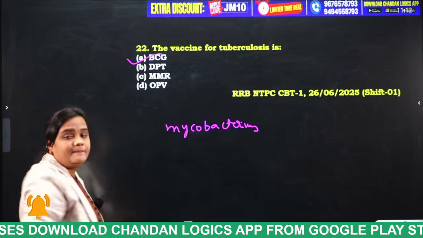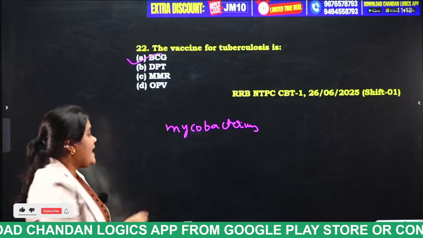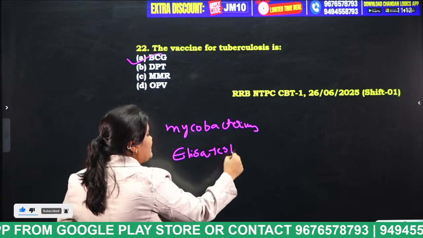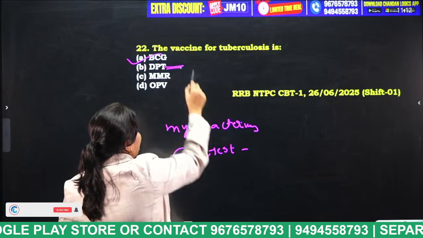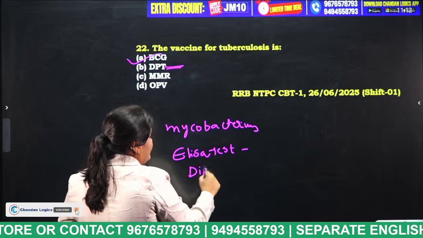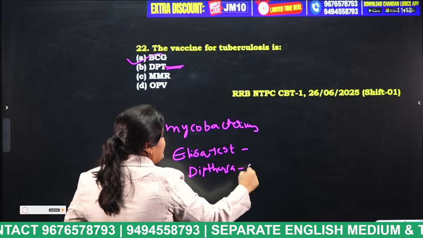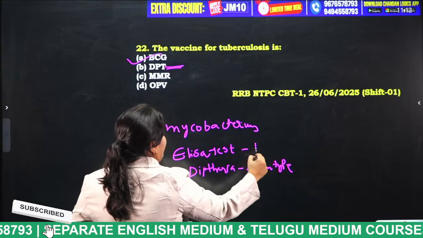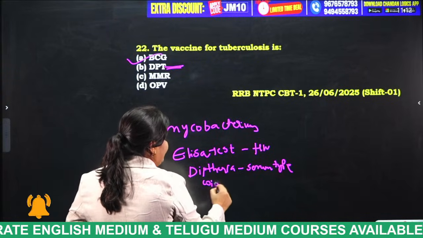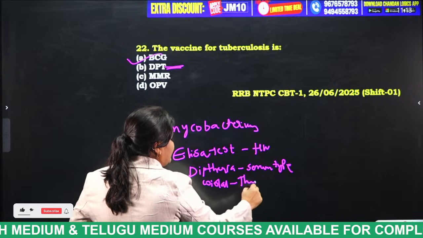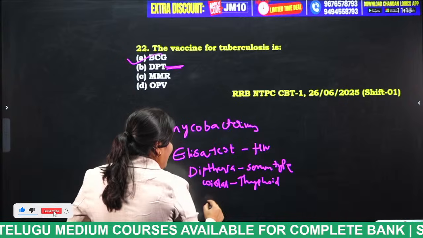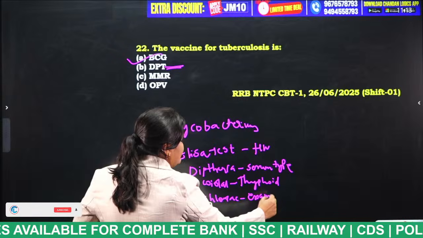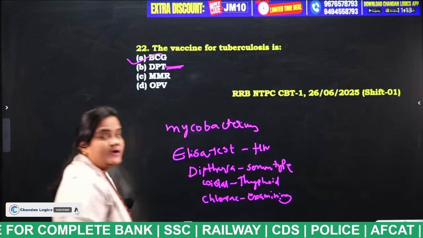BCG. Very important. And what is the test to diagnose HIV/AIDS? ELISA test. And for diphtheria, what is the treatment? Serum therapy, serum test. Widal test for typhoid. And cholera: how can you identify cholera, students? By examining the fecal matter. Okay, next.